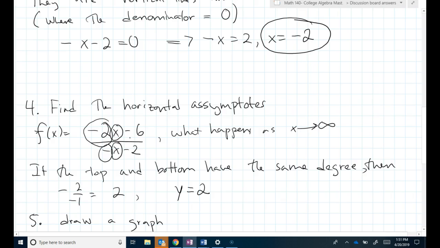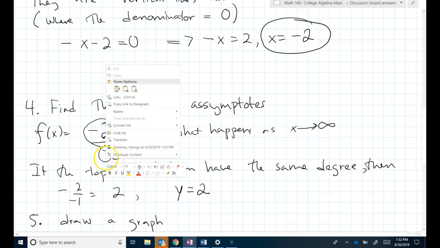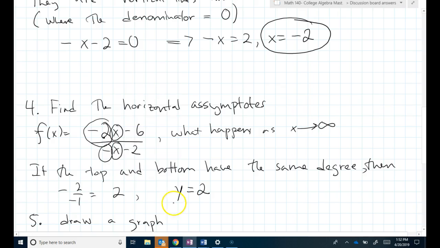And so consequently, all that's going to matter is the coefficient in front of the x term on the top and the coefficient in front of the x term on the bottom. And that's going to end up giving me my y-intercept, y equals 2. Okay. All right, a couple things that I want to get.